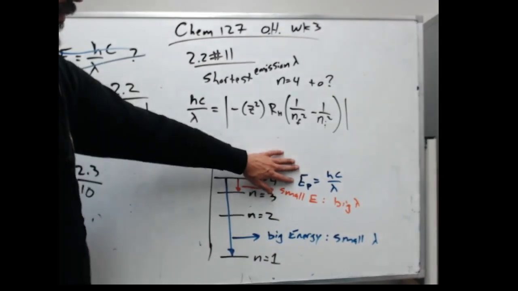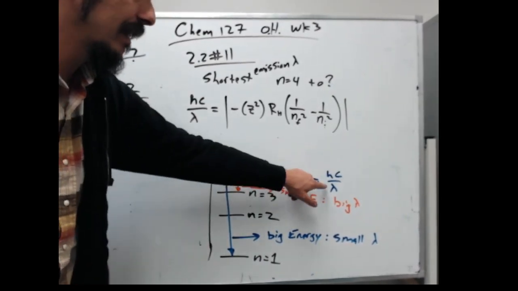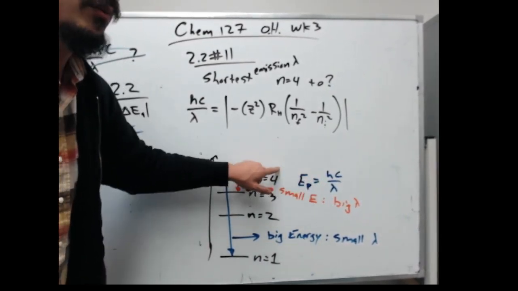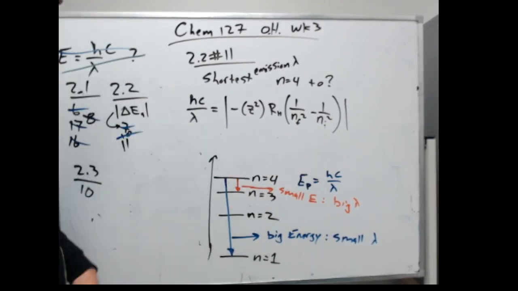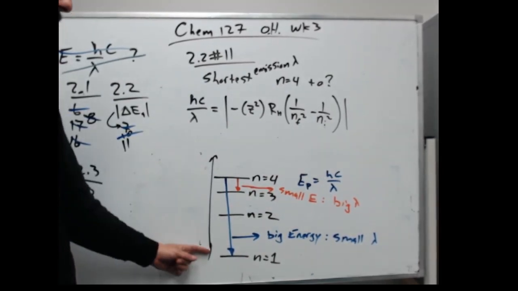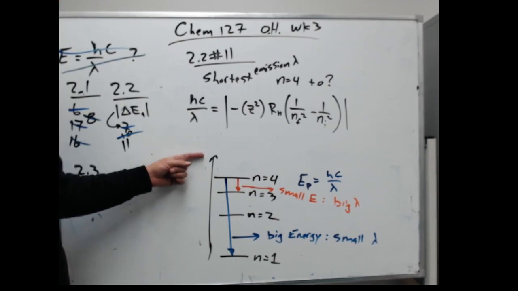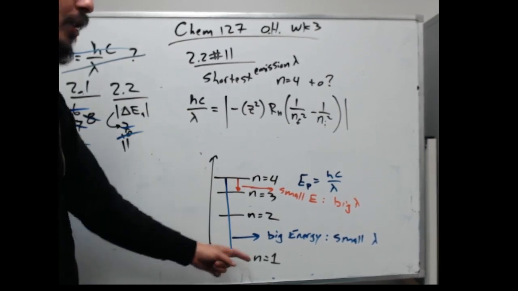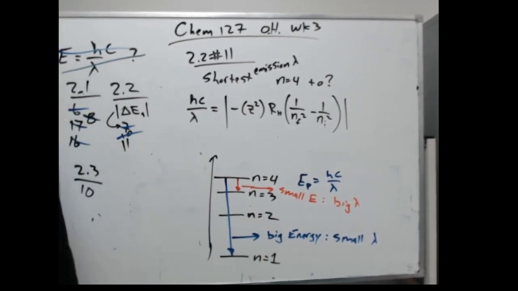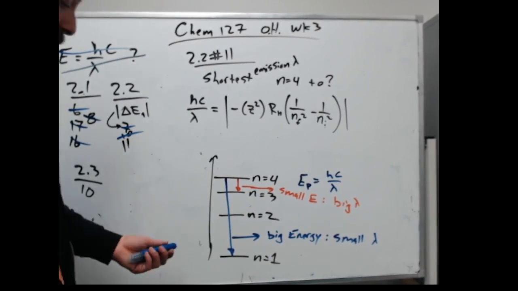I write this equation, so I'm like, okay, energy is inversely related to wavelength, right? Energy and wavelength are like 1 over each other. So my biggest energy gap, my biggest energy emission should be my smallest wavelength. So now I can just go ahead and plug things in.